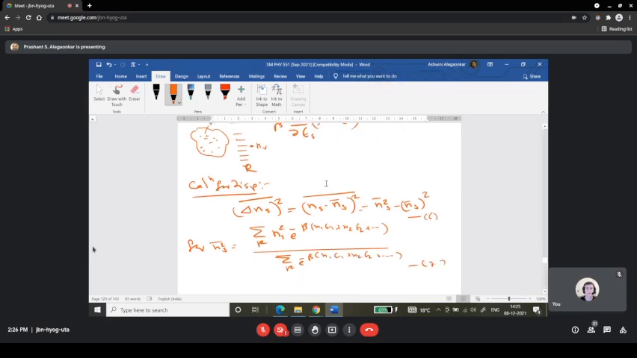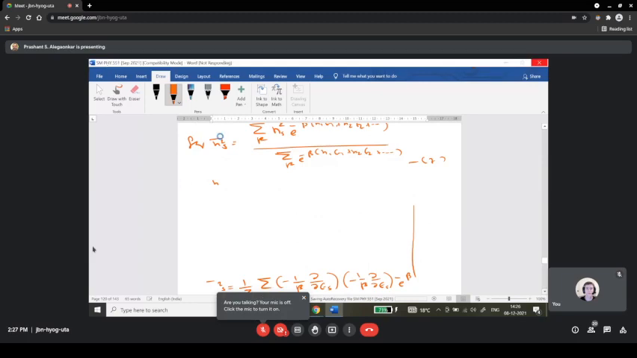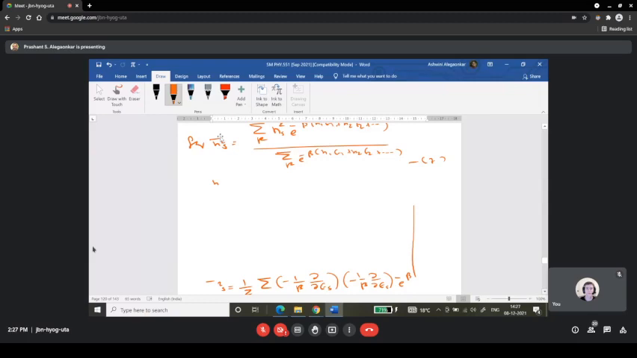And then when you simplify this, how to do it? n_s squared bar is equal to 1 upon capital Z, summation over minus 1 upon beta ∂/∂ε_s into minus 1 upon beta ∂/∂ε_s into e raised to minus beta.